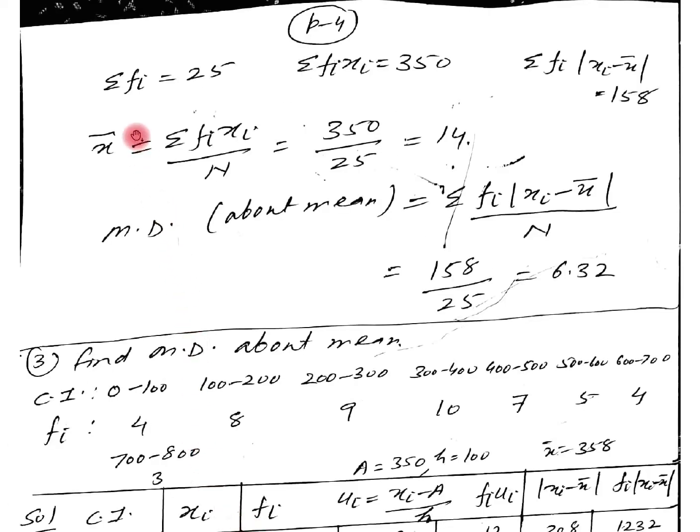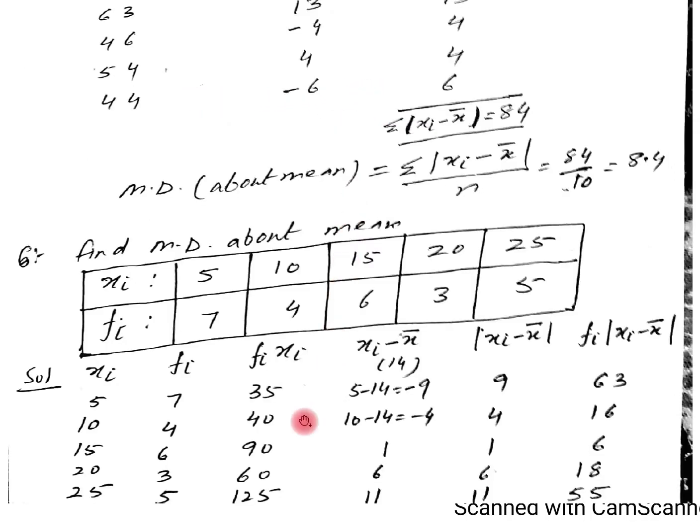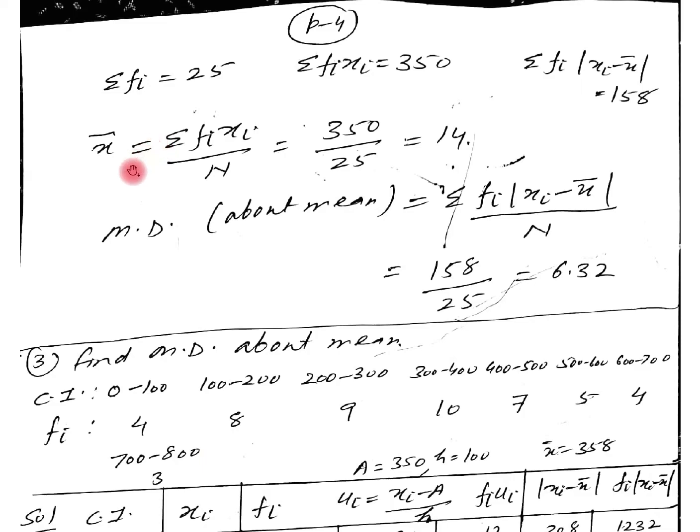Let us see it here. Sigma fi is 25 and sigma fi xi is 350, because adding the fi column gives sigma fi, and adding the fi xi column gives sigma fi xi. Then we calculate the mean: sigma fi xi upon n. So we are getting 350 upon 25 equal to 40. Therefore, the value of x bar is 40.